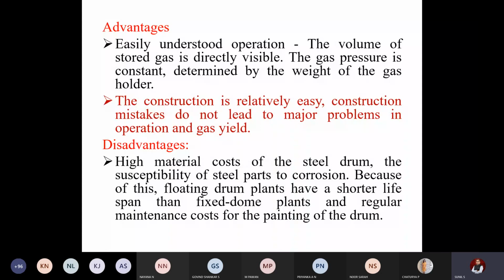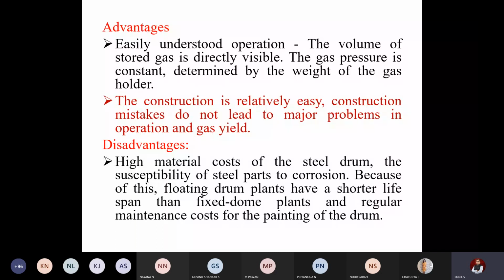Gas pressure will usually be constant. It will be determined by the weight of the gas holder, so you will get a constant pressure. The construction is easy. Construction mistakes do not lead to major problems. Even if there is a little bit of deviation in construction from the design of the digester, there will be no harm to the gas yield or operation. It's a simple construction.